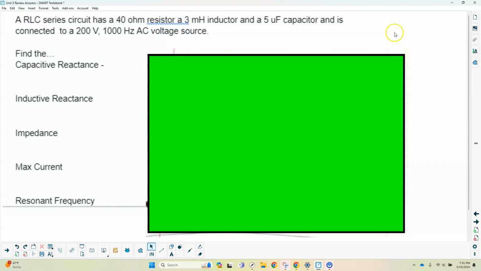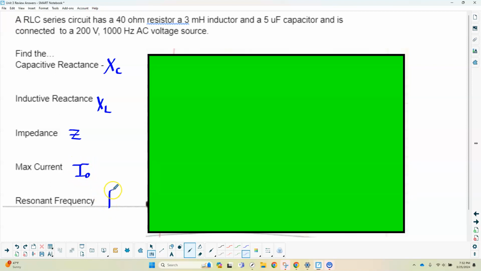A 40 ohm resistor, a 3 millihenry inductor, a 5 microfarad capacitor, connected to a 200 volt, 1000 hertz AC voltage source. We're going to find the capacitive reactance, XC. We're going to find the inductive reactance, XL. We're going to find the impedance, Z. We're going to find the max current, I0.